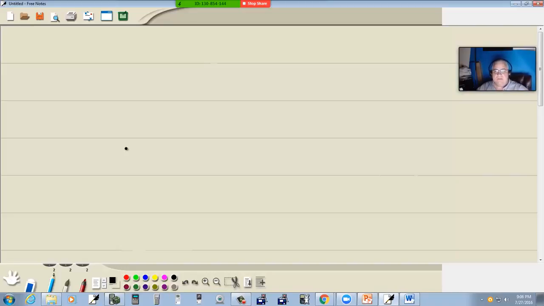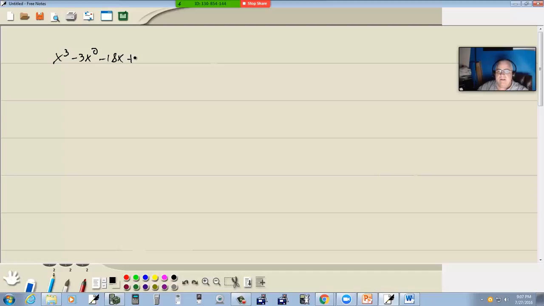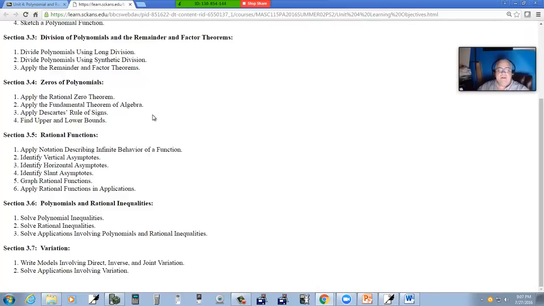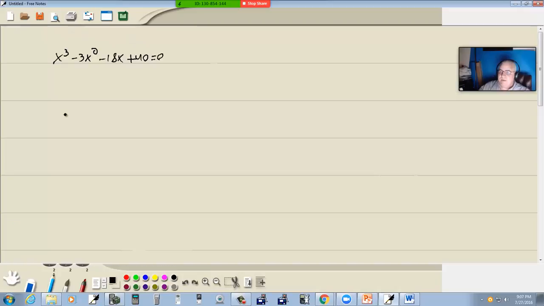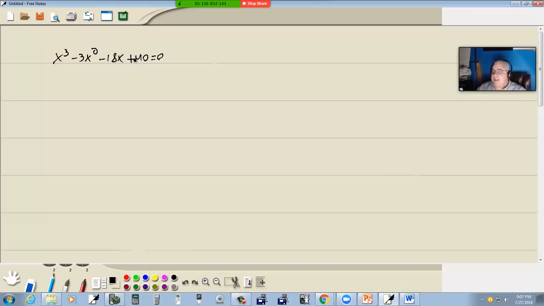Okay, so let's take a look at this one. We've got x to the 3rd minus 3x squared minus 18x plus 40 equal to 0. And some of these techniques that we don't have time really to cover, where it's talking about Descartes' rule of signs, upper and lower bounds, those help in this process to list all the possible rational zeros. And that's what this says. Apply the rational zero theorem. That's all of your possible answers.